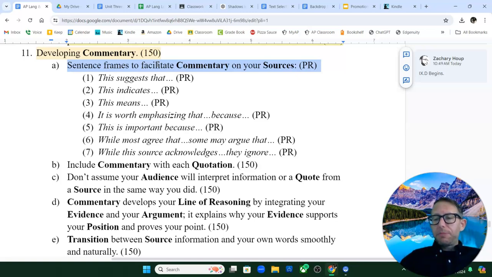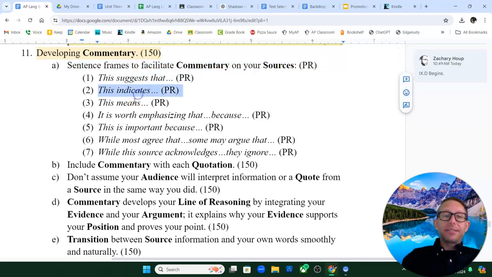So the whole premise of this being that you'd maybe include a piece of evidence from a text, maybe it's a quote, maybe it's a paraphrase, whatever, and then you would say something like, this suggests that, this indicates, this means, it is worth emphasizing that blah, blah, blah, because blah, blah, blah. This is important because, while most agree that blah, blah, blah, some may argue that blah, blah, blah, and while the source acknowledges blah, blah, blah, they ignore blah, blah, blah.